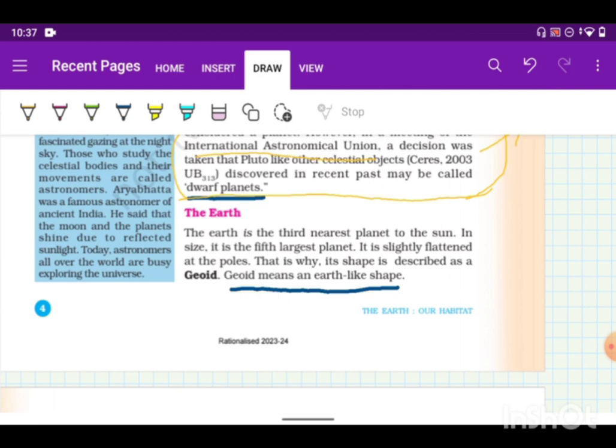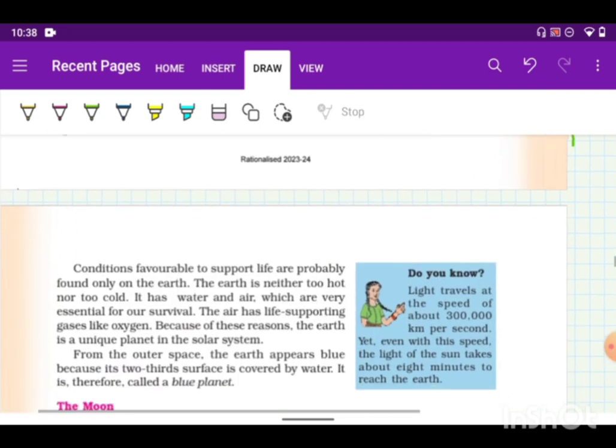And the shape of the Earth is referred to as a geoid shape. What is geoid shape? It looks like bulging at the center, like an orange, bulging at the center, with flattening at the North Pole and South Pole. They refer to it as a geoid shape, just like an orange. Okay, that is the Earth.